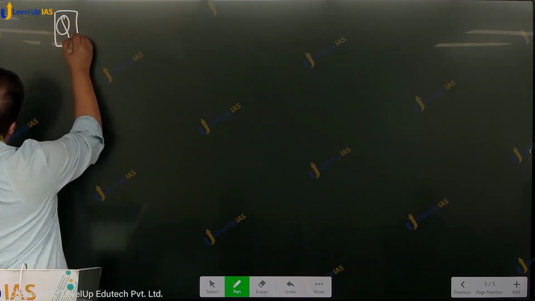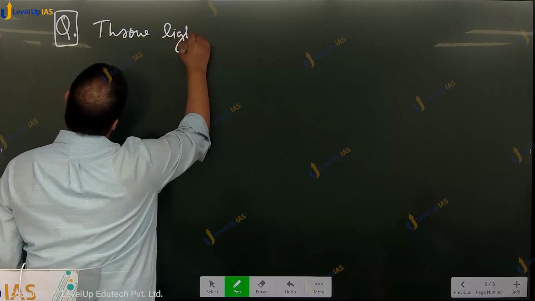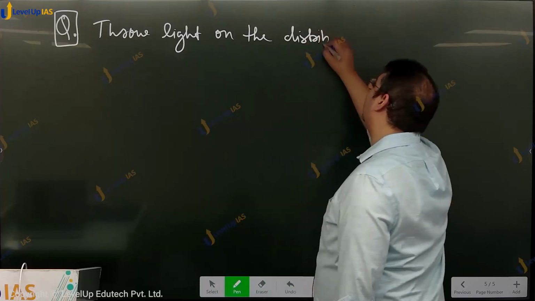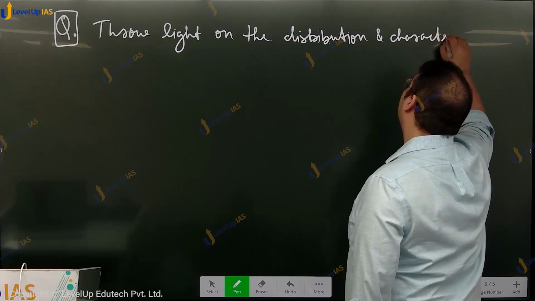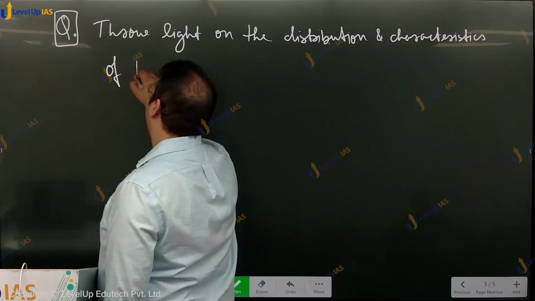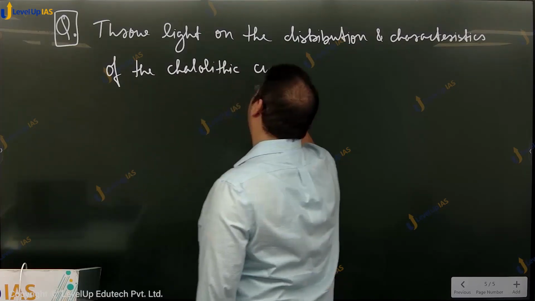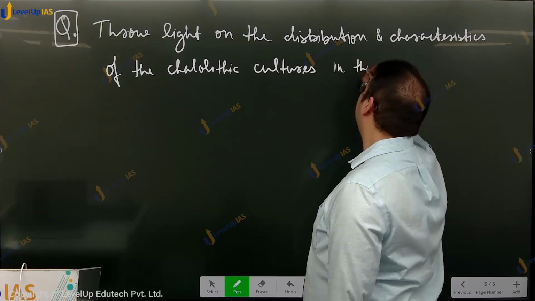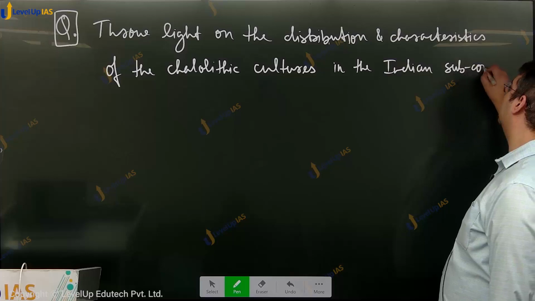Take down a question. Throw light on the distribution and characteristics of the Chalcolithic cultures in the Indian subcontinent.